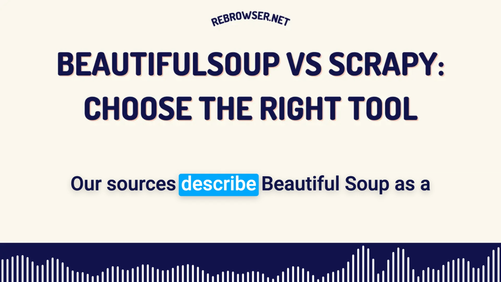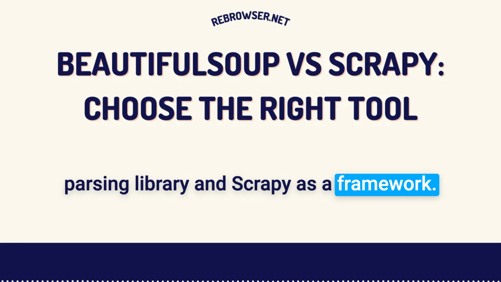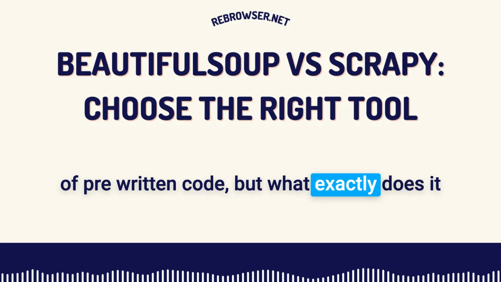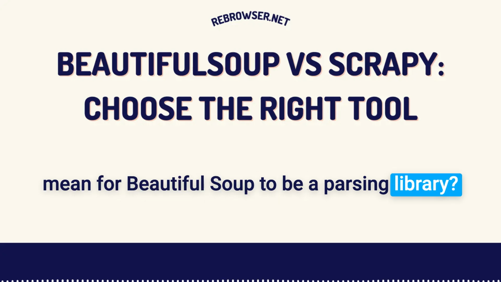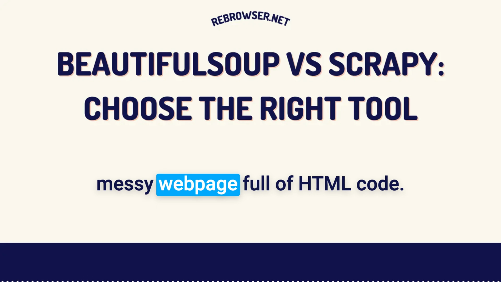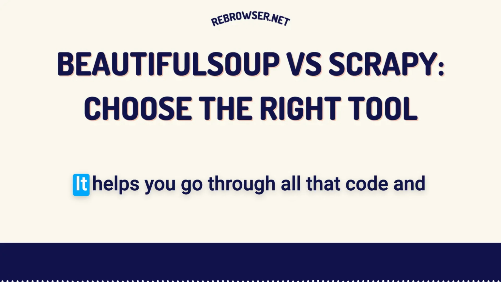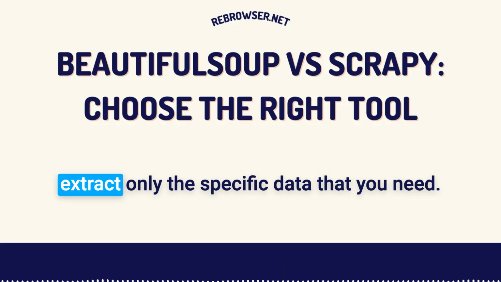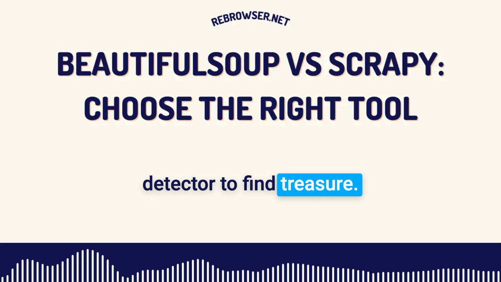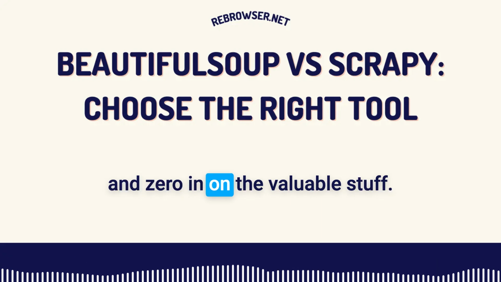Our sources describe BeautifulSoup as a parsing library and Scrapy as a framework. Now, I get that libraries are basically collections of pre-written code, but what exactly does it mean for Beautiful Soup to be a parsing library? Well, imagine you have this big, messy web page full of HTML code. Beautiful Soup is like a super precise filter. It helps you go through all that code and extract only the specific data that you need. Think of it like using a metal detector to find treasure buried on a beach, right? It helps you ignore all the sand and zero in on the valuable stuff.